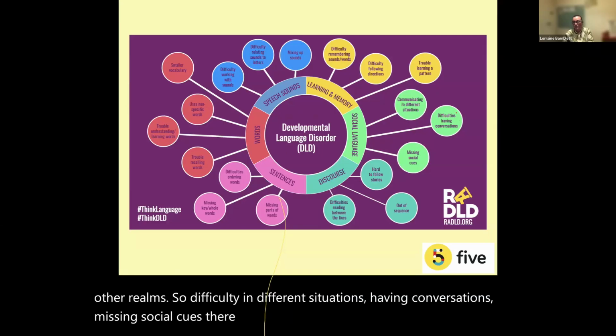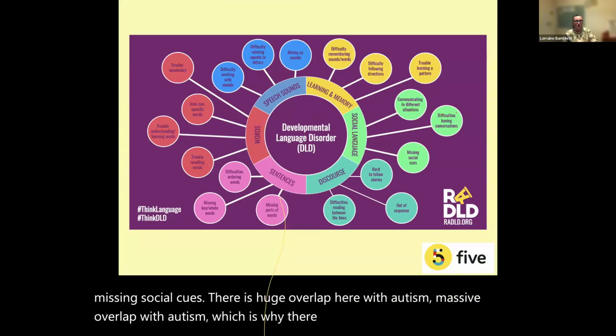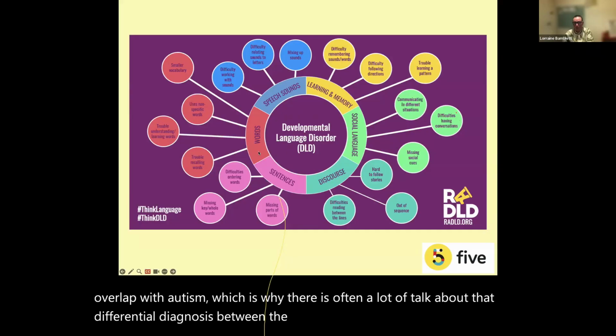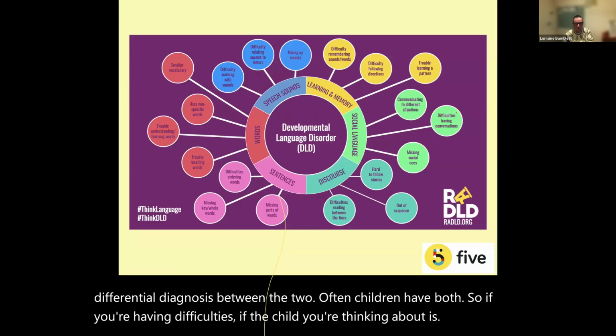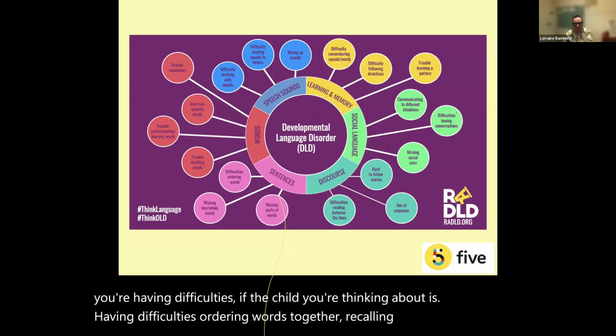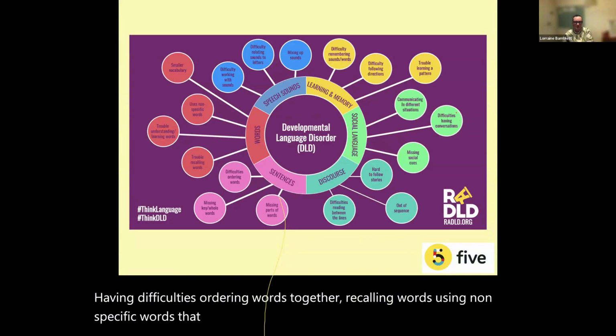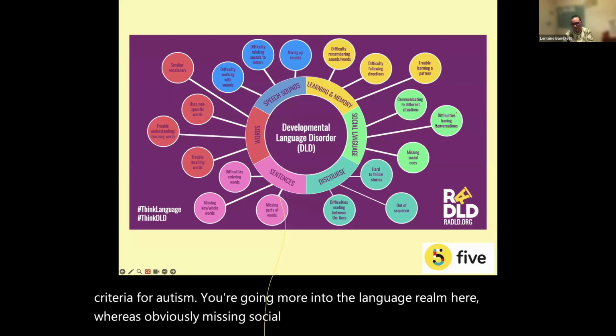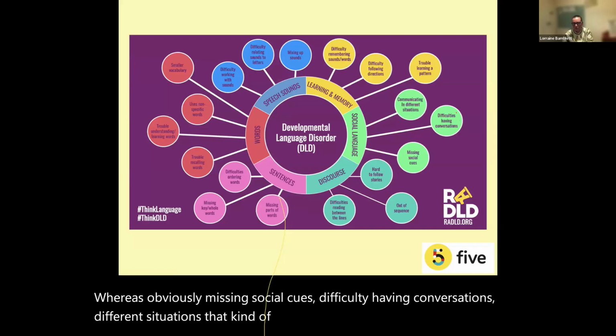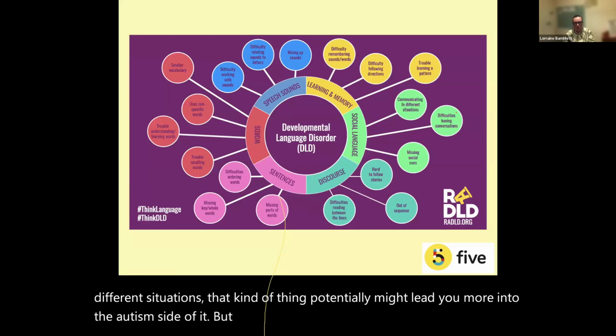There is huge overlap here with autism, massive overlap with autism, which is why there is often a lot of talk about that differential diagnosis between the two. Often children have both. So if the child you're thinking about is having difficulties ordering words together, recalling words, using non-specific words, that usually isn't part of autism. That isn't a diagnostic criteria for autism. You're going more into the language realm here, whereas obviously missing social cues, difficulty having conversations, different situations, potentially might lead you more into the autism side of it. But there is huge overlap there.